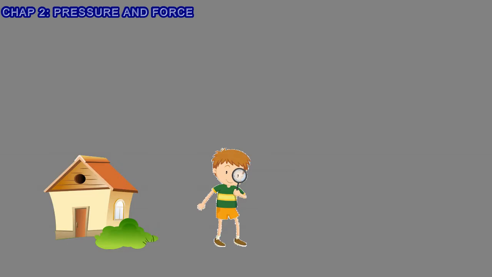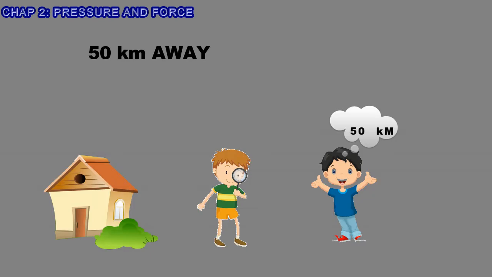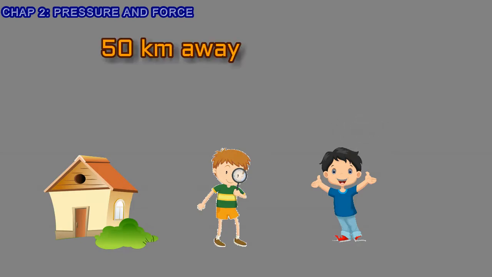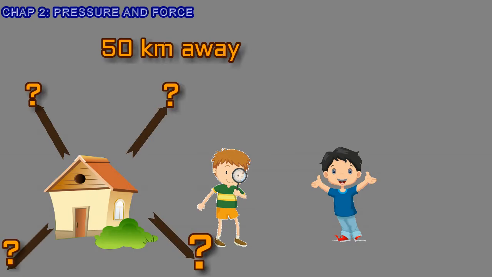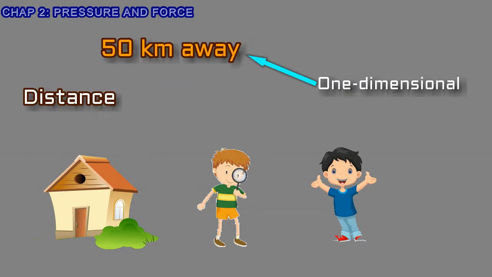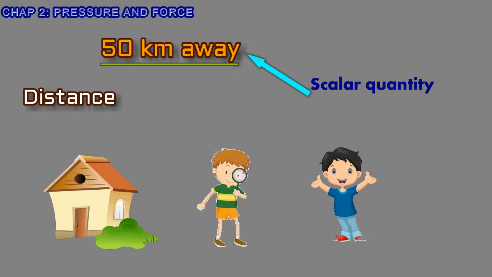Assume you are standing at this point. Now, if your friend tells you there is a treasure chest 50 kilometers away from home, how long will you take to find it? And which direction will you go? It could be here, here, or maybe here. It is hard to know where exactly it is. You are only provided with the distance, which is one-dimensional information. One-dimensional information like this is called a scalar quantity.